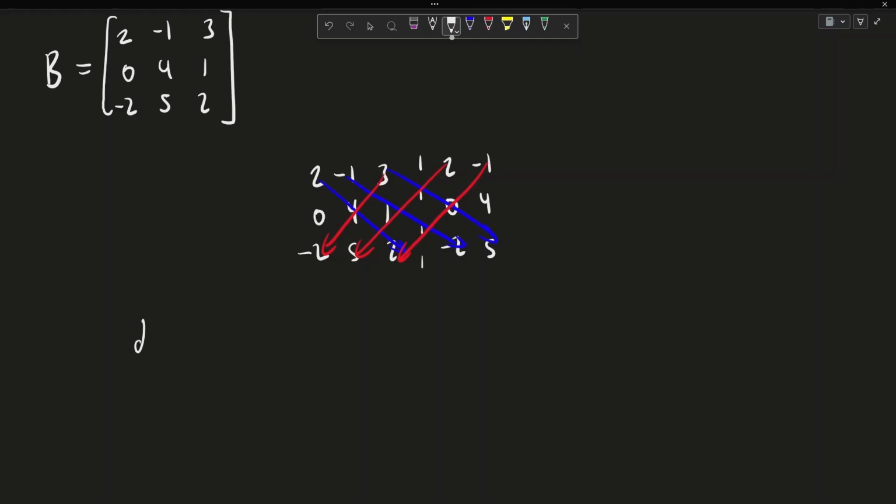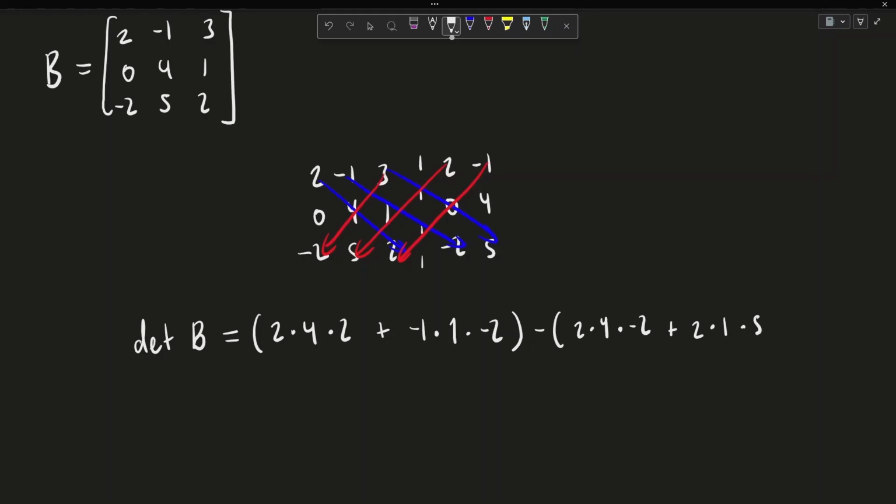And so what this tells us is that the determinant of B is equal to 2 times 4 times 2 plus -1 times 1 times -2 plus, we see there's a 0 in there, so we can just disregard this last term entirely. Then from this we subtract 2 times 4 times -2 plus 2 times 1 times 5. And again we see that this 0 just negates this final term.